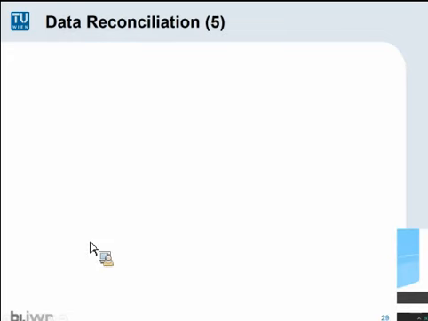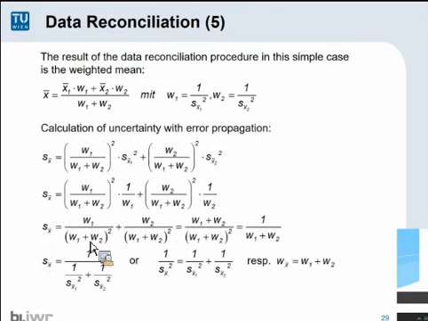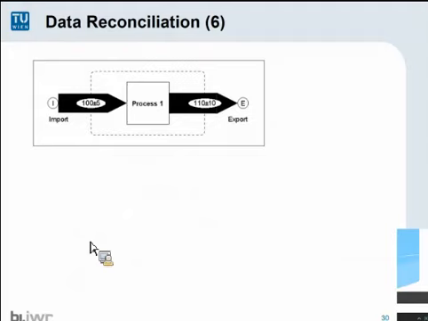The reason why this is so is written here, but it's not important for you. In this simple case of two measurements and only one process, it's more or less the weighted mean, and you could use these formulas to compute the results yourself. But I would like to give you another example.